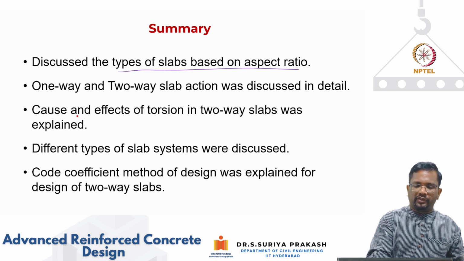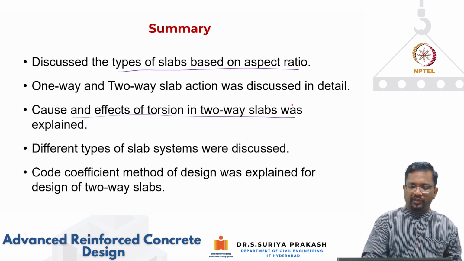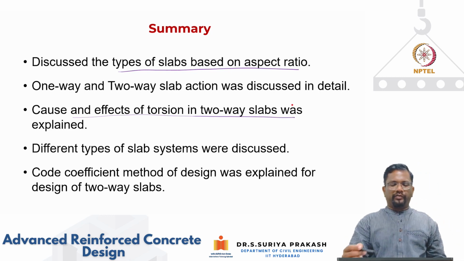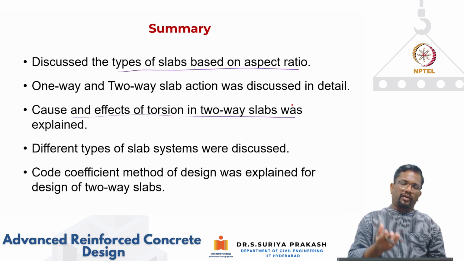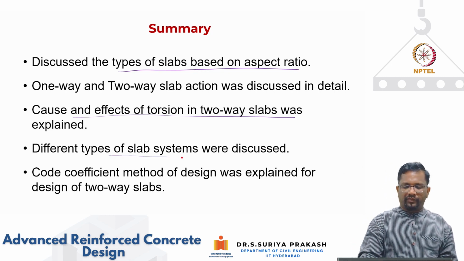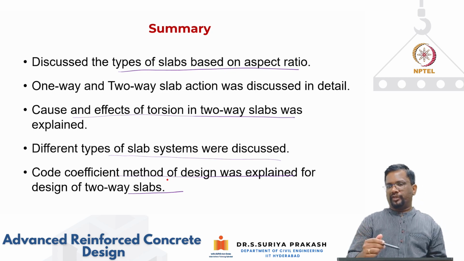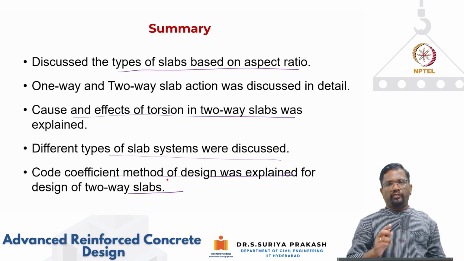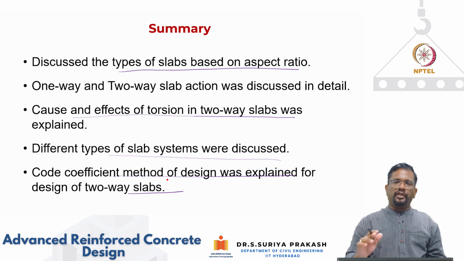We also discussed why torsion comes into the picture in two-way slabs. To tackle the torsion, especially when the corners are prevented from lifting up, you need to put a mat of reinforcement in the corners at the top and bottom to avoid significant cracking. Then we talked about different types of slab systems, and then the code coefficient method for two-way slabs. This is the first and simplest method. Again, this method is applicable only for slabs resting on very stiff beams or walls. What is a stiff beam or flexible beam, we will discuss in the coming parts of the module.